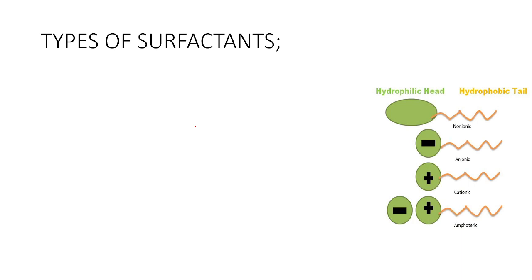Next one is types of surfactants. What are the different types of surfactants? One is non-ionic, meaning there is no charge present on that particular surfactant. Next one is anionic surfactant, which contains negative charge. Next one is cationic surfactant, which contains positive charge. Next one is amphoteric surfactant, which contains both positive and negative charges. So these are the different types of surfactants and are very useful in pharmacy.